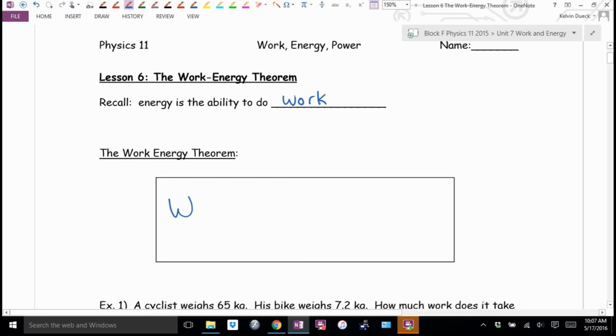What does W stand for as a variable? No, that's as a unit. What does W stand for as a variable? I'll give you a hint. Equals. Anyone? What does a triangle mean? Okay, change in potential energy plus change in kinetic energy.